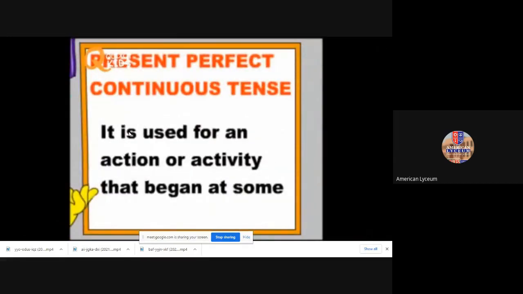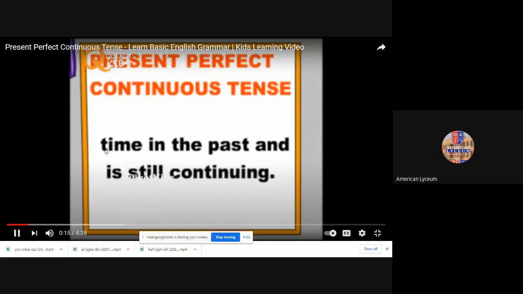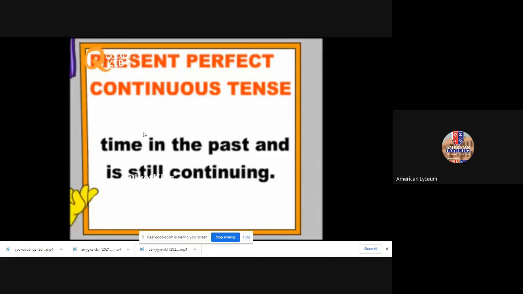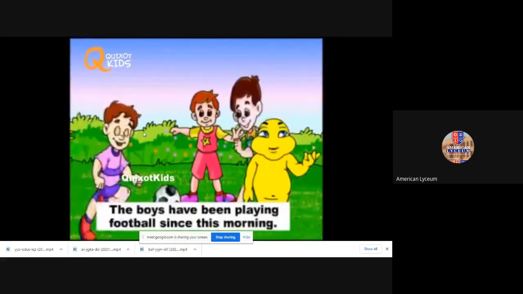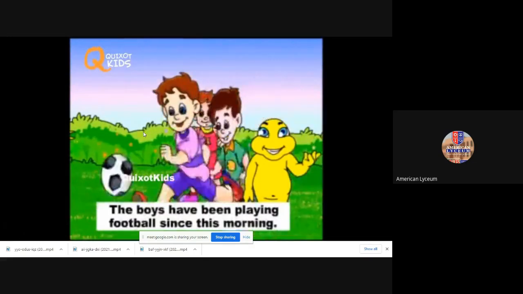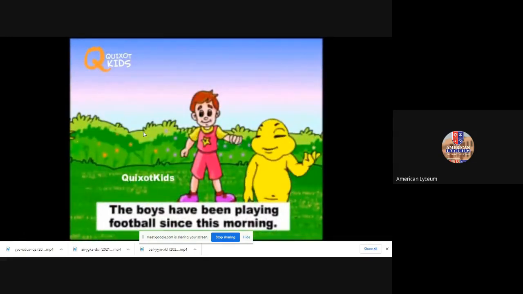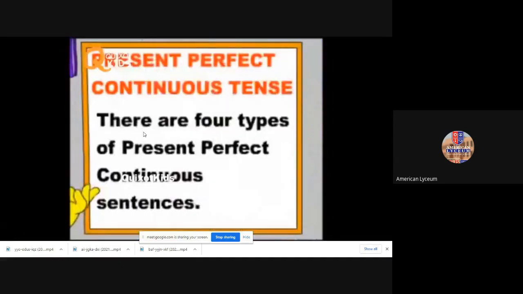Present perfect continuous tense. It is used for an action or activity that began at some time in the past and is still continuing. So the action started in the past but is still continuing, still happening. Examples. The child has been sleeping for 3 hours. The boys have been playing football since this morning. There are four types.